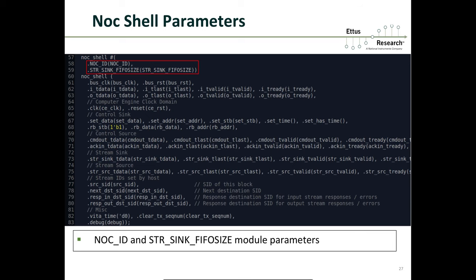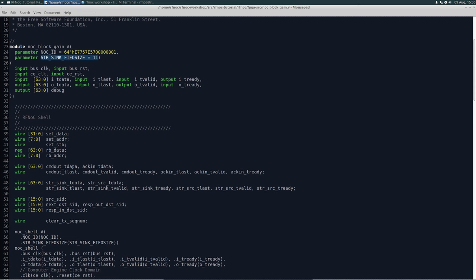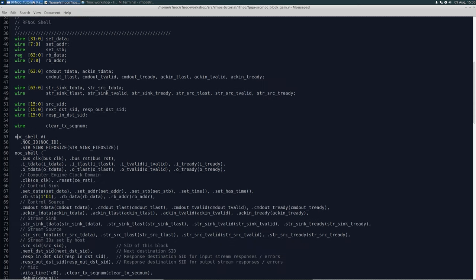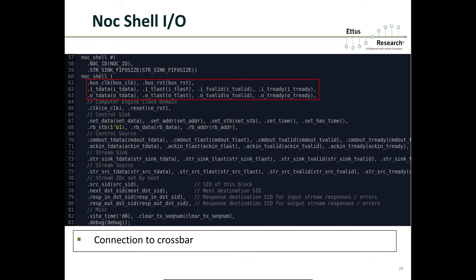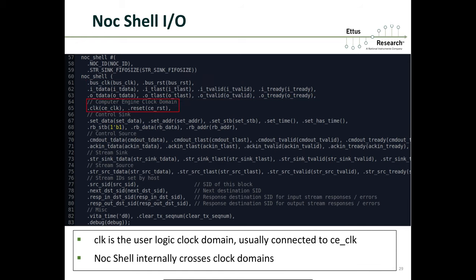In the code, starting at line number 57, we can see at the top of NoC shell there are two parameters called the NOC ID and the stream sync FIFO size. Of course, we remember those from earlier coming into our module as parameters. We also have in NoC shell connections to the crossbar. Here's our CE clock and CE reset coming into NoC shell, which is going to handle that clock domain crossing for us.